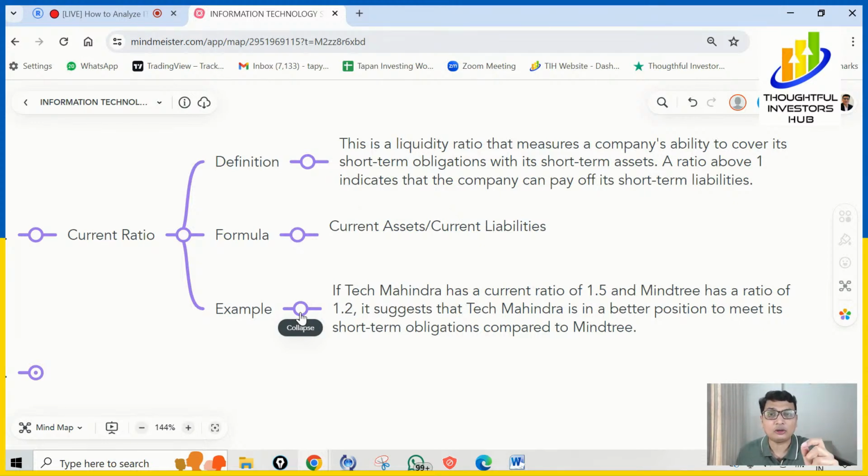Any question till now? Current ratio, is it clear? बहुत simple है, whether your current assets are able to cover your current liabilities or not. If you have any question, you can put it in the chat box. I'll talk about that. Okay.